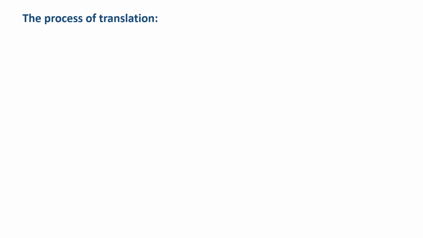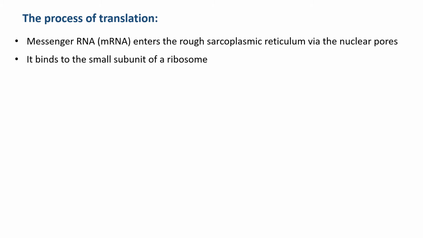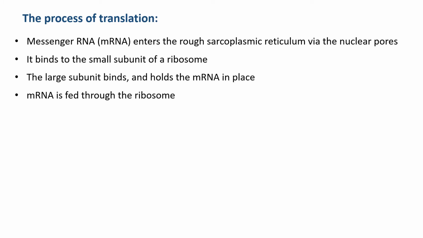If you remember, our messenger RNA came out of our nuclear pores into the rough endoplasmic reticulum. It then binds to the small subunit of a ribosome. Remember, we have two subunits in ribosomes, small and large. The large subunit then binds, and that sort of holds the messenger RNA in place. It traps it between the two subunits. Messenger RNA is then fed through the gap between those subunits, so it's fed through the ribosome.